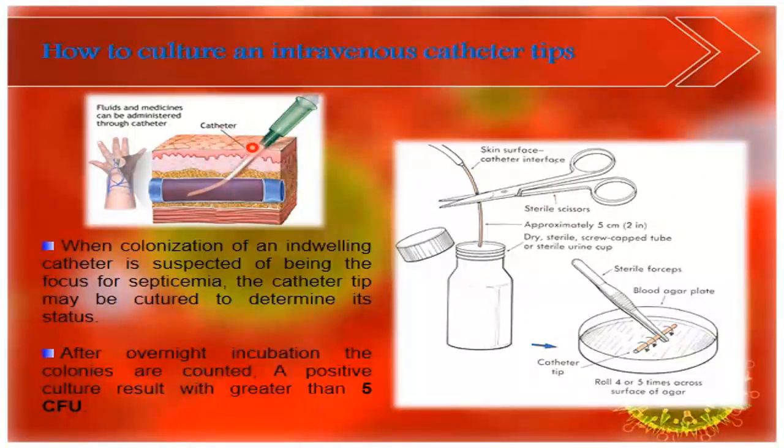The catheter tip may be cultured onto the culture media. After overnight incubation, the colonies are counted. A culture result with greater than 5 CFU, 5 colony forming units, per plate is considered positive.